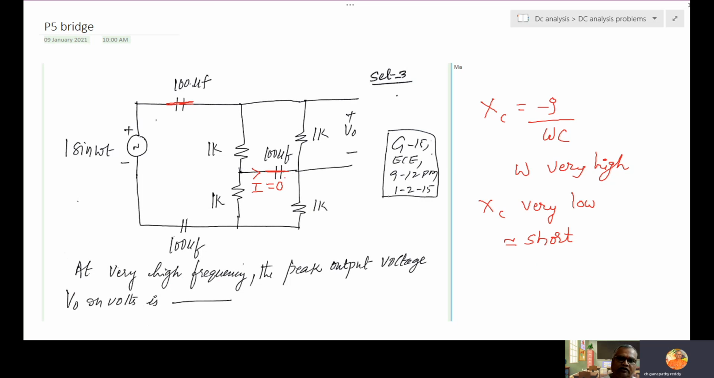So when current is not flowing, even though capacitor acting like a short, because current is 0, we can think like an open. So when it is open, 1K 1K series, it is asking voltage across 1K. So this 1 sin omega t is divided between 1K and 1K. But what is asked? Peak output voltage. What is the peak input voltage? 1. That 1 will be divided equally. So what is the answer? Simply 1 by 2. So here 1 by 2. Here also 1 by 2. So that is the answer.